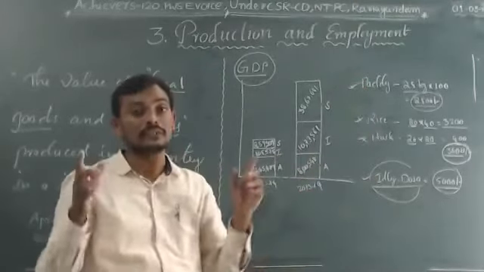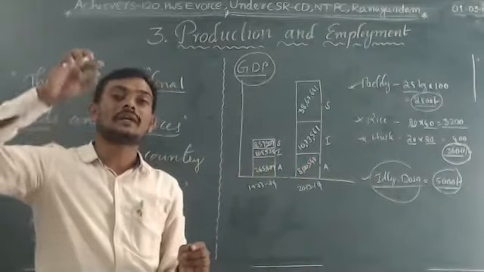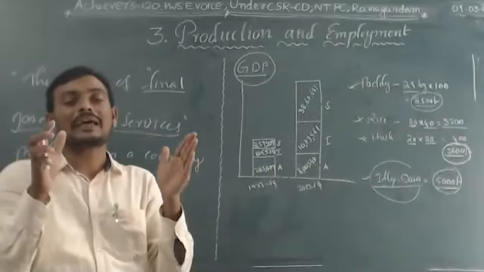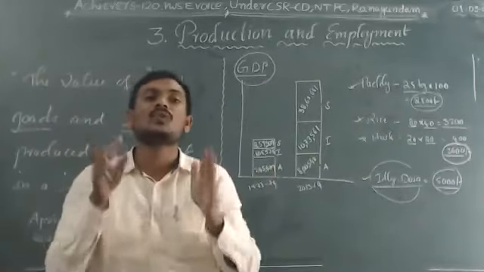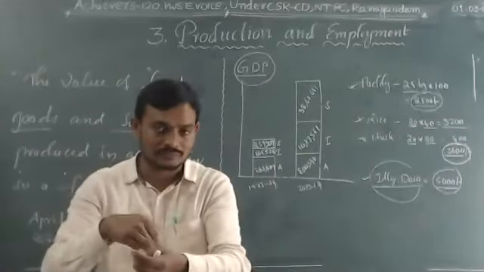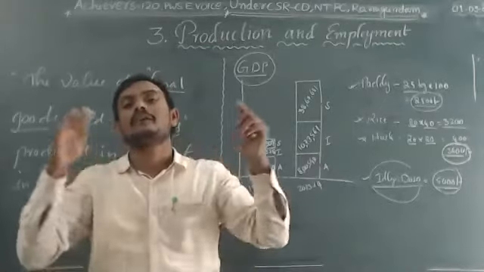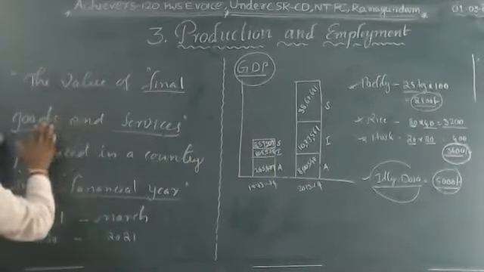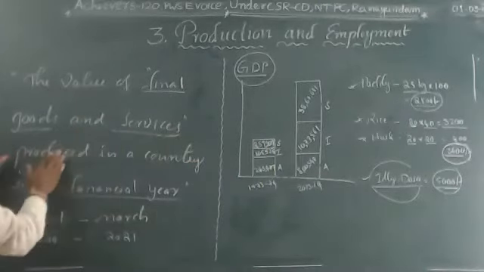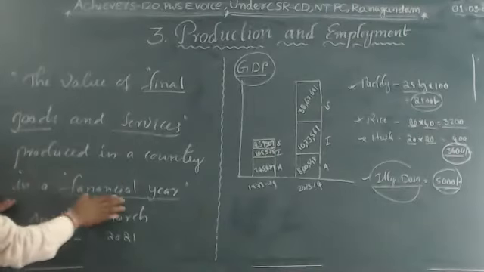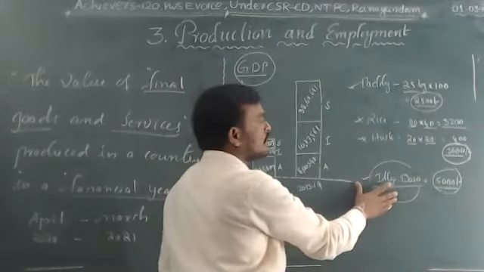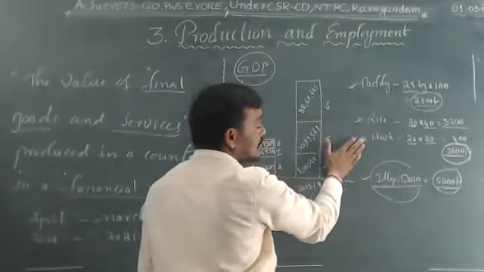So the student has to understand which are the intermediate goods and which are the final goods. When we calculate GDP, the student has to focus on the final goods only. That is why when we define GDP, we define it as the value of final goods and services produced in a country in a financial year. So that is why they take the value of idli and dosa, but not paddy, rice and husk.